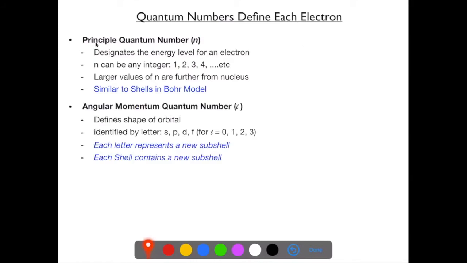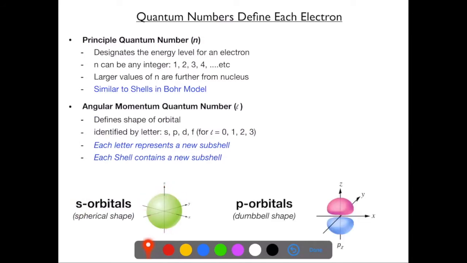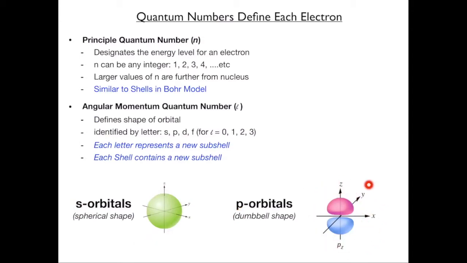The second quantum number is what's known as the angular momentum quantum number. The angular momentum quantum number has to do with shape. This is really a subshell. The angular momentum quantum number is identified by letters. So we talk about an s orbital, a p orbital, d, f, and then we go down the alphabet. An s orbital defines shape, so every time we see an s orbital, it's going to be spherical in shape. If we see a p orbital, then we have this dumbbell shape. This is what all p orbitals look like.